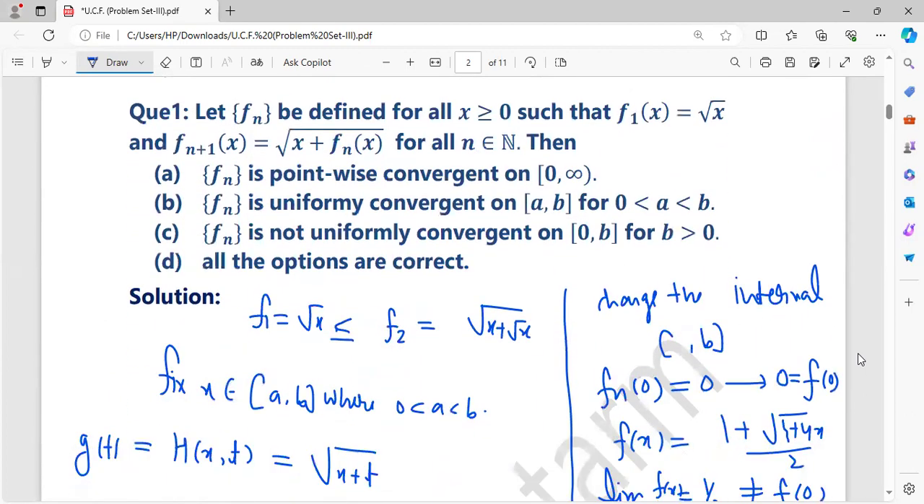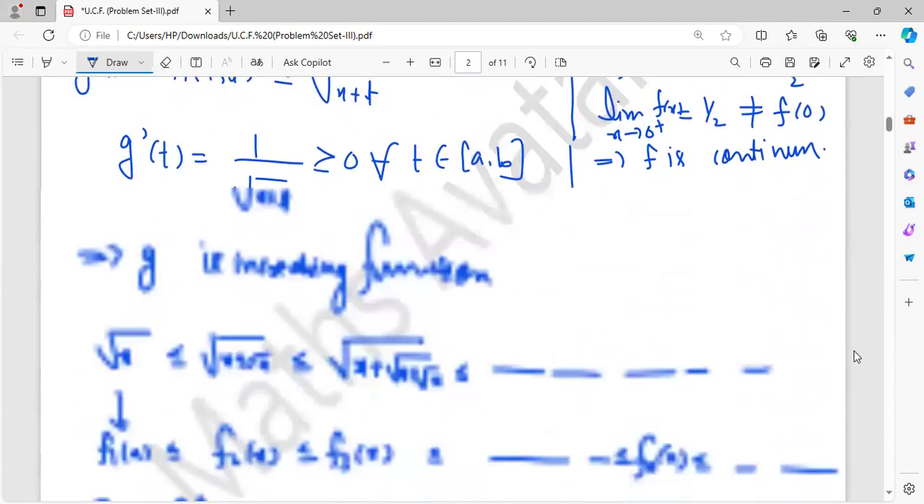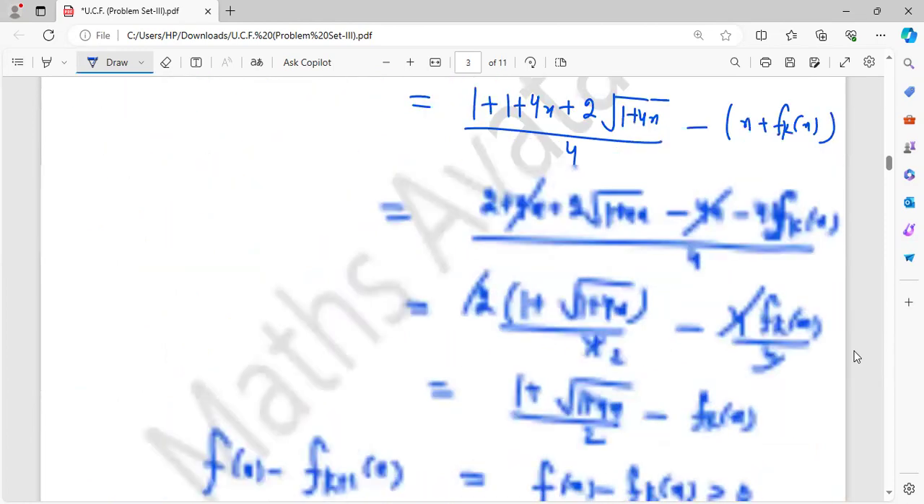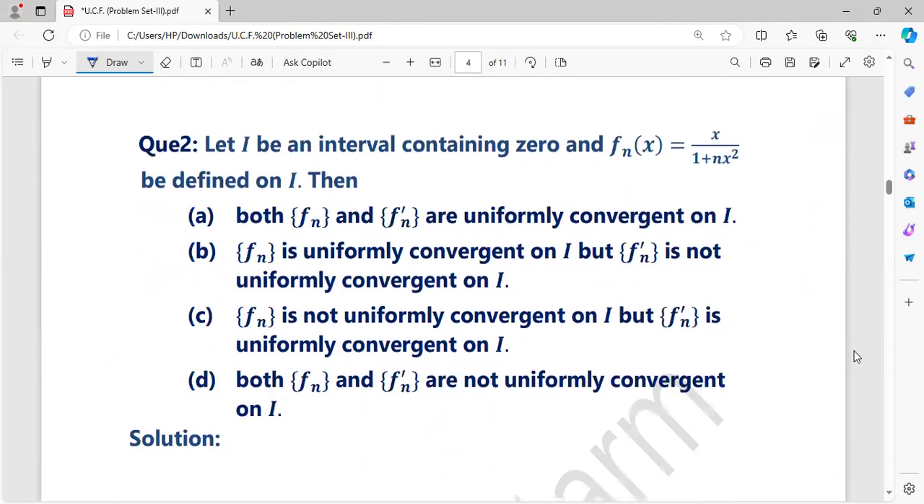f_n is pointwise convergent. Yes, it is pointwise convergent. First option is correct. Second option, f_n is uniformly convergent on this. Yes, it is correct. Second option is also correct. Third option is f_n is not uniformly convergent on. Yes, this is also correct. All the first three options are correct. It means the fourth option, all the options are correct. Yes, this is correct because it includes the first three options and they are all correct. Okay. So now move to question number second.